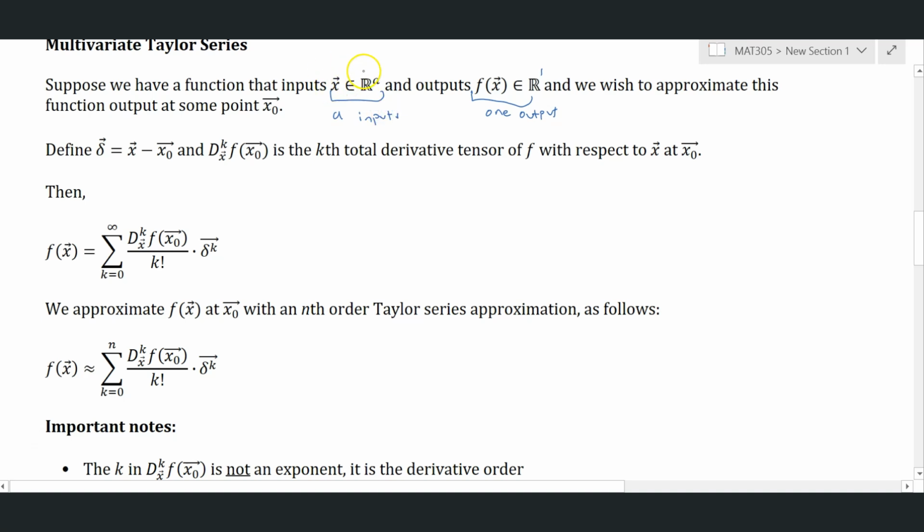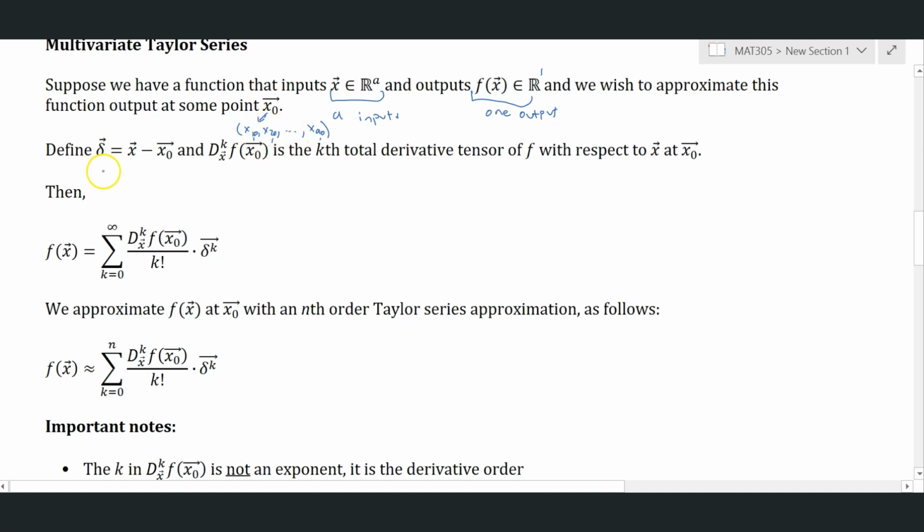So we represent that input as a vector, and we wish to approximate this function output at some point x naught. You can think of x naught as having x1, x2, however many variables there are, which we know there are A input variables, xa. So I'll write this as x1 naught, x2 naught, all the way up to xa naught. Maybe I should put a comma in there so as not to imply x10, x20. That's going to be my initial value vector.